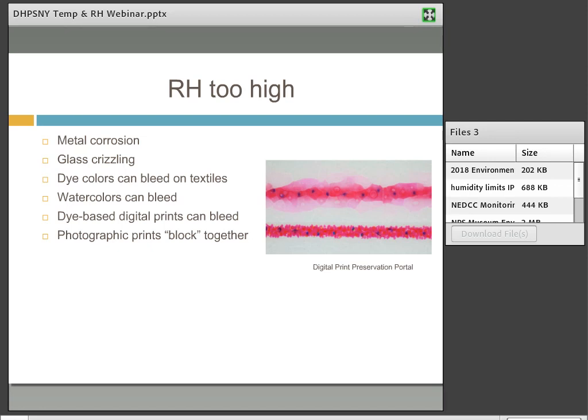Photographic prints can often block together, which is when they become stuck to one another, and they can be really difficult to remove without damage. And the expansion and contraction of stretched canvas can be problematic if it causes tension between the paint layer, for example, and that canvas support. So high relative humidity is something we want to avoid for most of our materials.